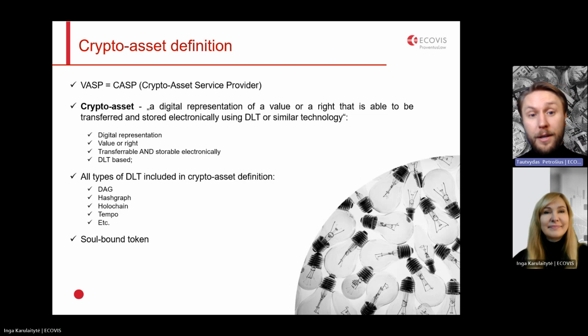And actually, this wording makes a huge difference because some crypto assets may not be transferable. Likewise, I would like to add one more thing, that DLT should be understood to include all forms of blockchain. So that's directed acyclic graphs, hash graphs, holochain, tempo, and any other form of DLT that might crop up over time. But as you said, in essence, we have four conditions for a crypto asset.